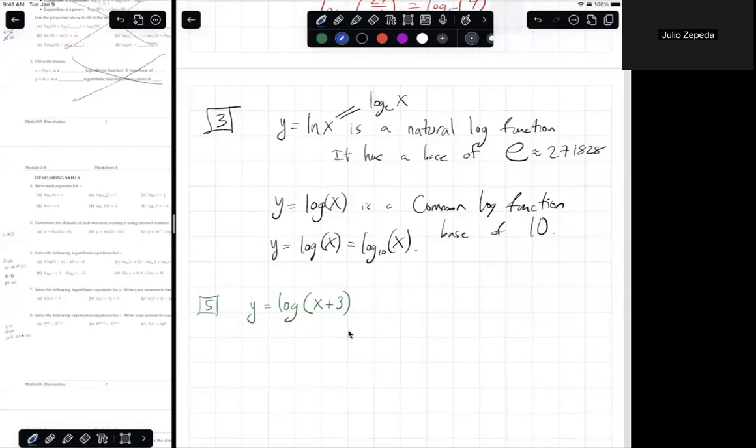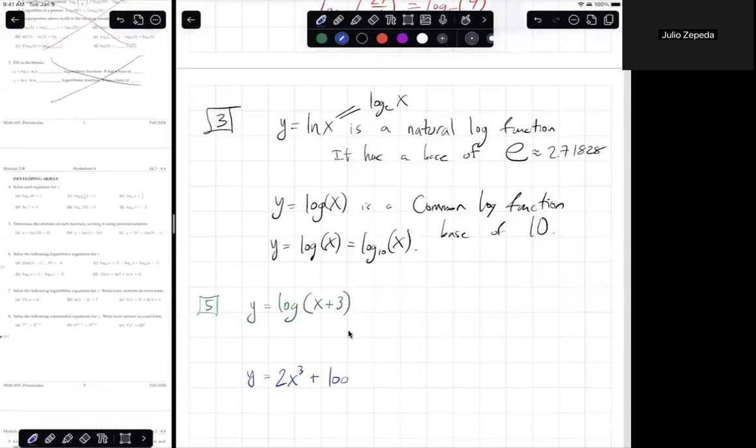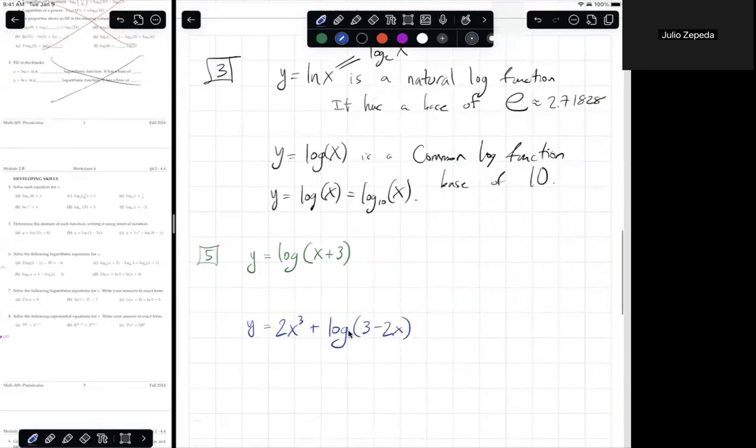I will write another problem here. Y equals 2x cubed plus the log of, and let's do 3 minus 2x. Okay, so here's another problem. Just like I did 2 of them, I'll do them very quickly.